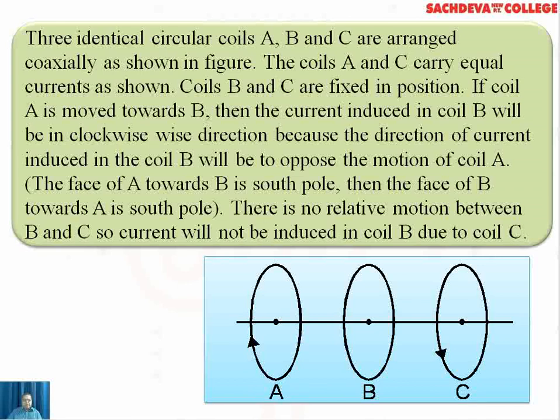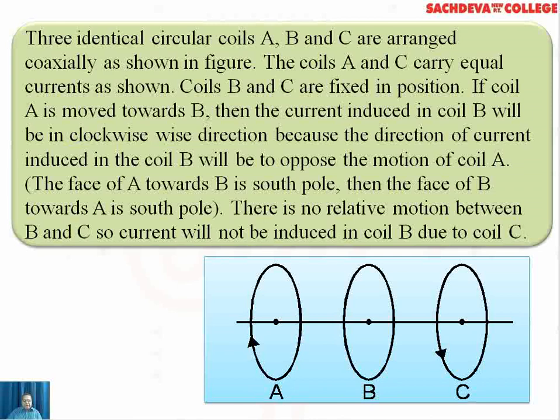Now what we find, three identical circular coils A, B and C are arranged coaxially. Coaxially means that their axes are the same. The coils A and C carry equal currents as shown. Coils B and C are fixed in position. If coil A is moved towards B, then the current induced in coil B will be in the clockwise direction, because the direction of current induced in coil B will be to oppose the motion of coil A.